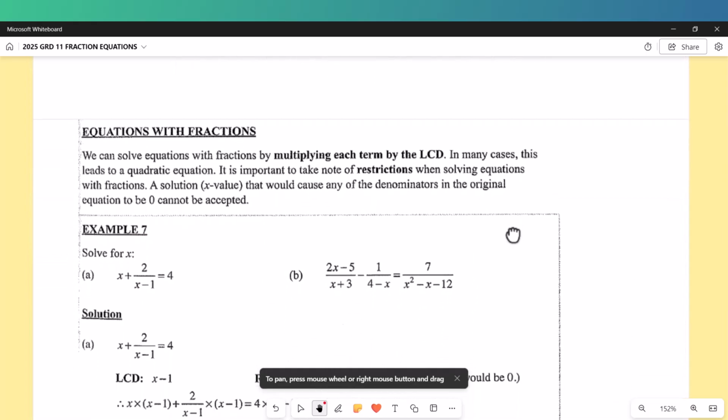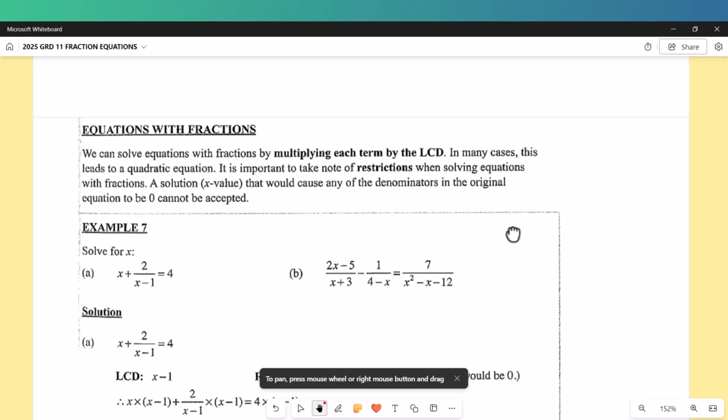Before I do this example for you, we can solve equations with fractions by multiplying each term by the LCD. In many cases, this leads to a quadratic equation. It is important to take note of restrictions when solving equations with fractions. A solution, that is an x value, that would cause any of the denominators in the original equation to be 0 cannot be accepted. Hope we are together.